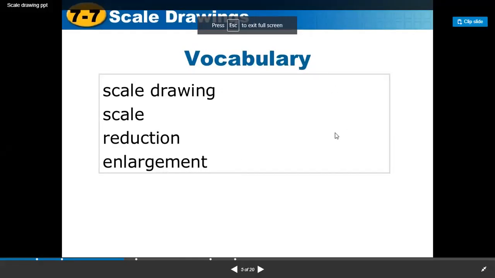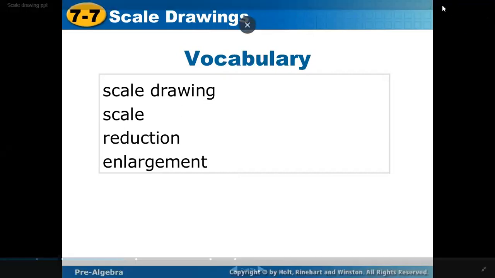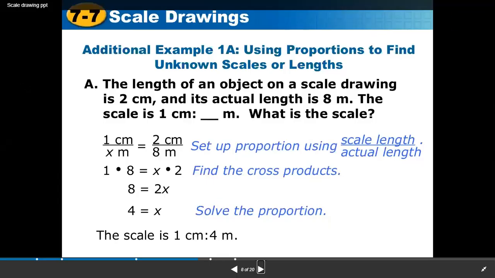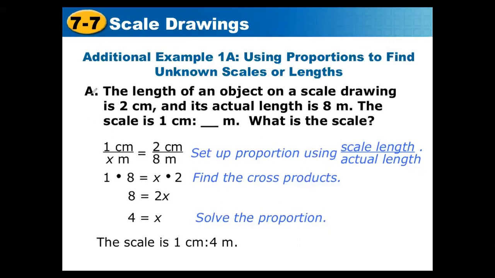So today, as I said, we have vocabulary: drawing scale, scale, reduction, and enlargement. Today, inshallah, we have the scale. It is a relation between map to real, right? So the length of an object in a scale drawing is 2 centimeters to 8 meters. We can use a ratio to represent the relation between them: 2 centimeters represent 8 meters.